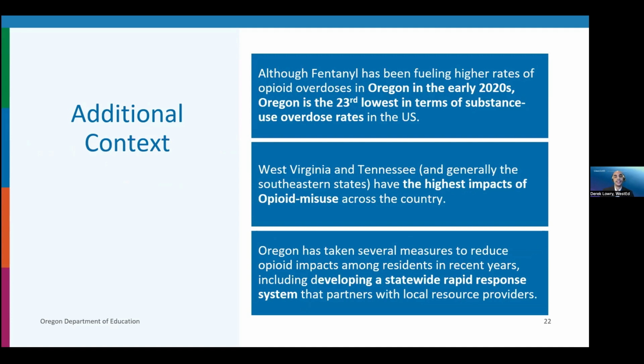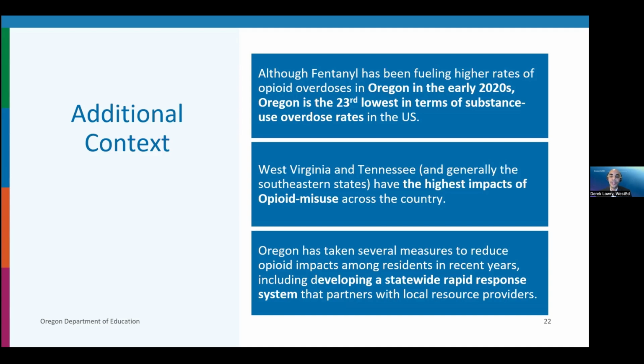So, additional context. I think it's really important to put Oregon's opioid impacts within a stronger context for everybody. For instance, Oregon is the 23rd lowest in the U.S. for substance use overdose rates, reflecting the effectiveness of its strategies and what that looks like compared to other states in the U.S. In comparison, states like West Virginia and Tennessee face some of the highest impacts from opioid misuse, specifically when you look at the measurement of opioid fatalities in those states.